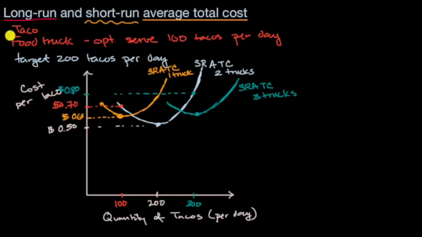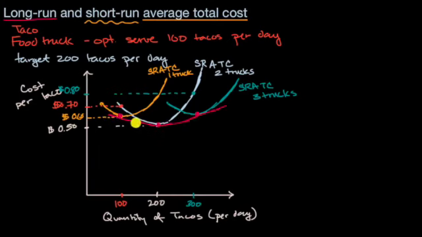What would that be? Well, in the long run, we can change the number of trucks we have, and we would always be picking the optimal number of trucks for the quantity we're producing. So in the long run, we would want to be at that point. If there's only 100 that we need to produce a day, we would only use 1 truck. If there's 200 produced a day, we would use 2 trucks and be at that point. If we need to produce 300, we would have 3 trucks and be on that point. And so your long run average total cost curve would be connecting these dots, and it would look something like this.